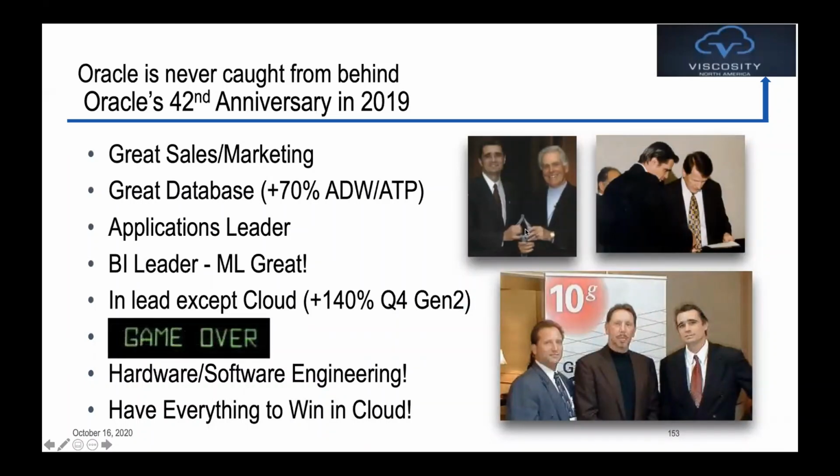Oracle's not going to get caught. Oracle's already in the lead from a security, from a database standpoint, from the applications. They've made many acquisitions in the 90s. They are the business intelligence and analytics leader right now. Their machine learning is great in the algorithms they have. People just aren't using them as much as they could. Make sure that you do.